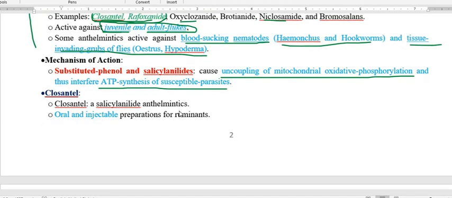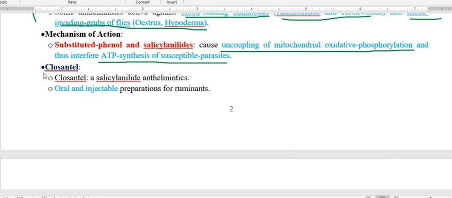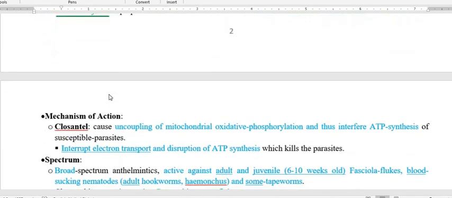Under this, the drug is clogental. We have to discuss clogental, which comes both as an oral and injectable preparation.